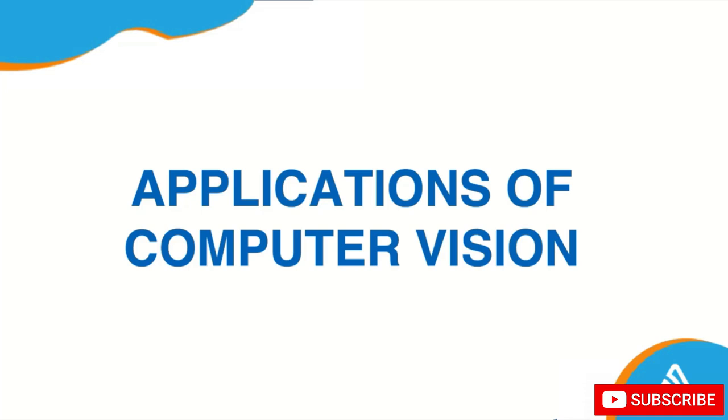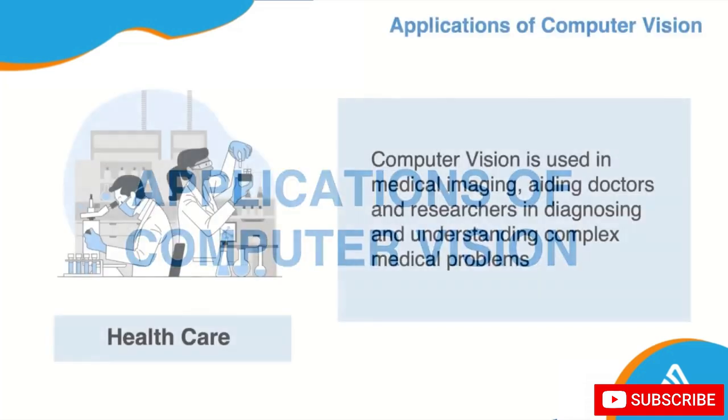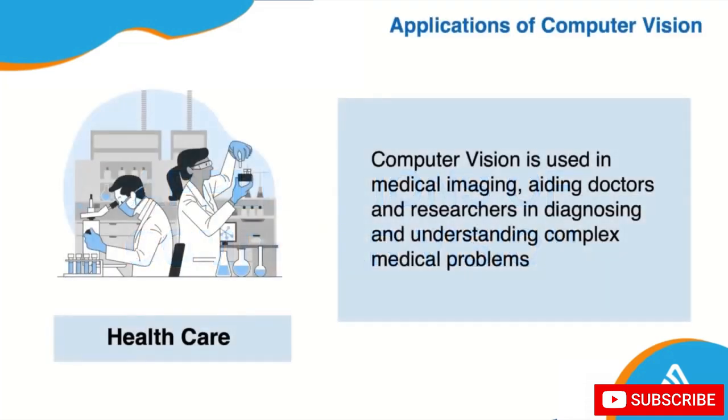Some fields which have been mostly affected by computer vision are healthcare. Computer vision has been used in medical imaging, aiding doctors and researchers in diagnosing and understanding complex medical problems. For example, cancer cells, which are outgrowths. An apt cure for cancer has not yet been developed, and most times, it is usually noticeable when it has become chronic or when it has infested a large amount of cells. Cancer cells are always likely to go undiscovered at the early stages because they are so small and the facilities available are not efficient for spotting cancer at the early stages.